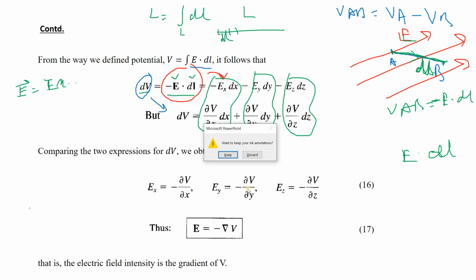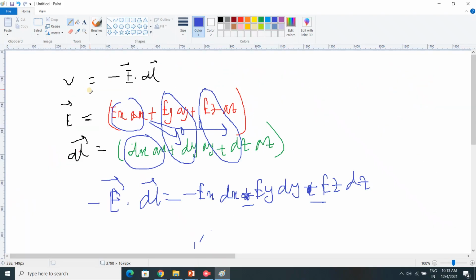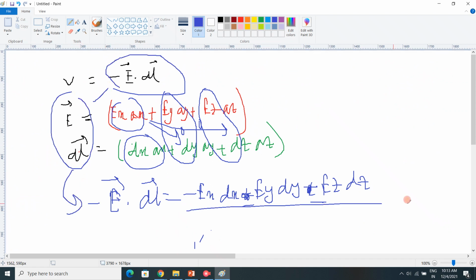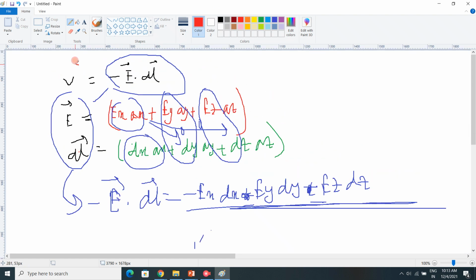So let us conclude that this part is clear to you. You're just doing this dot product, you're concerned about this, and you're getting this output. Now there comes another expression which shows dV. What about dV? We have discussed this. This is dV actually.